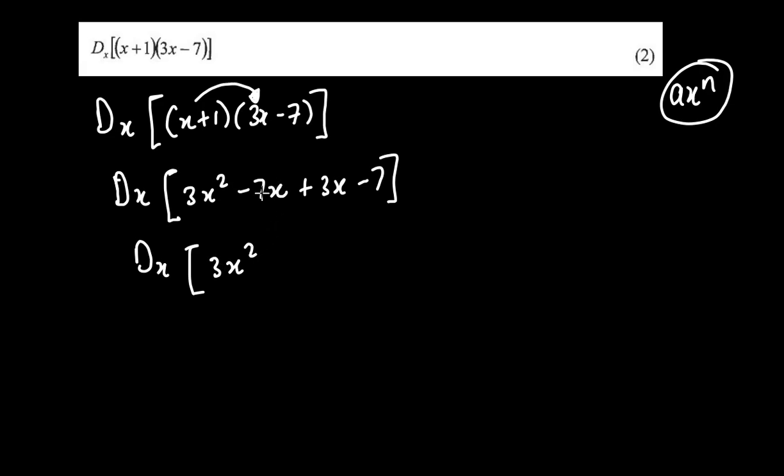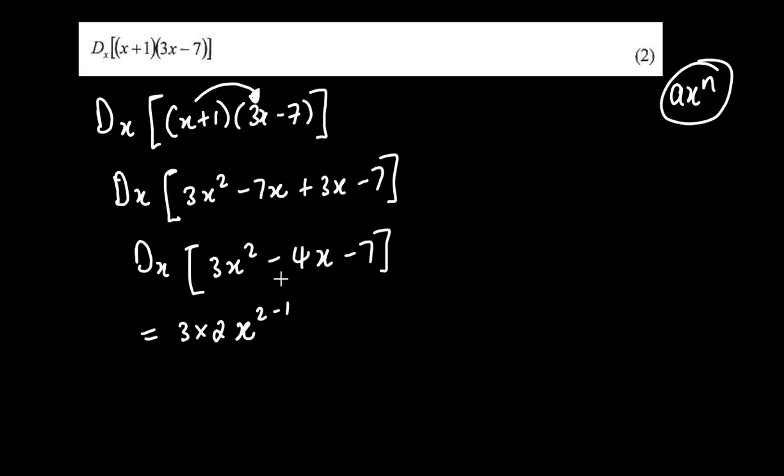So I have 3x squared, and then this and that, they are like terms, right? So negative 7 plus 3 will be negative 4, and then x, and then minus 7 there. Okay, now that it's in this form, we can apply the rules. That's when I write an equal sign, and then I say 3 multiplied by the exponent, which is 2, and then I write x, and then I say exponent minus 1.